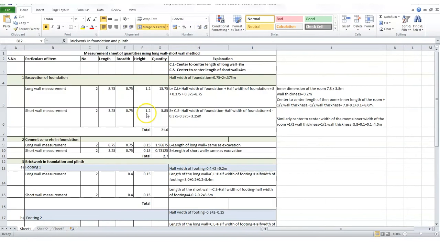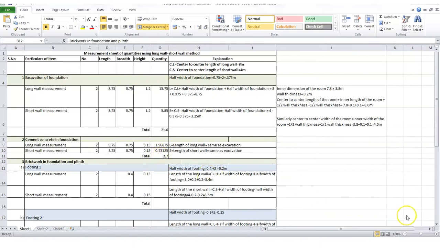So we have the measurement as 0.15, and then we added that value here, 8.75 and 3.25 here, and then we multiplied it by 2 into length into breadth into height, and then we found the quantity, and then we totaled it and found the measurement for that particular item. So cement concrete is 2.7 meter cube.